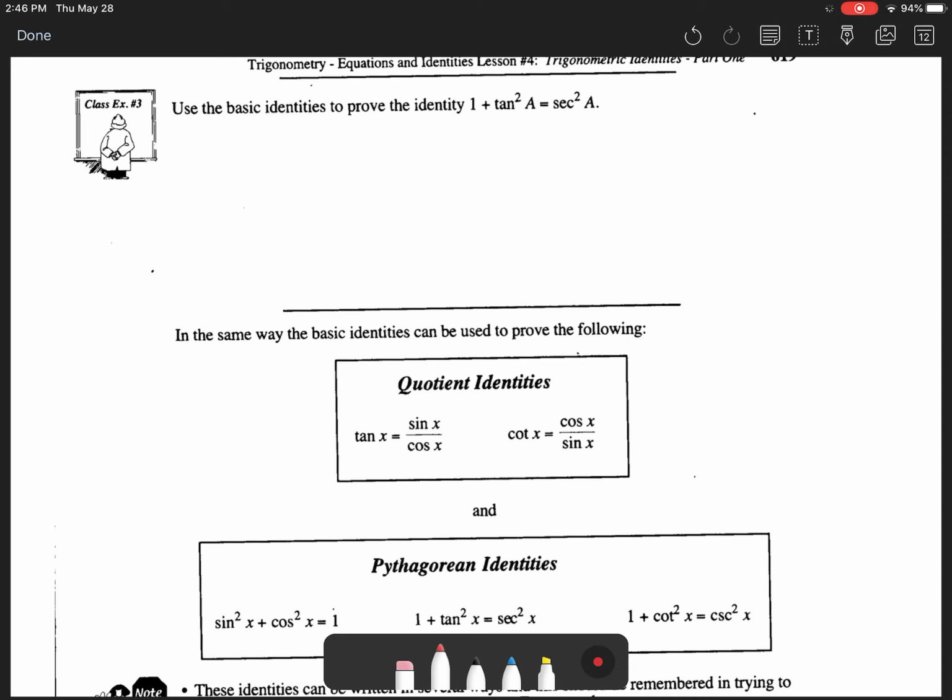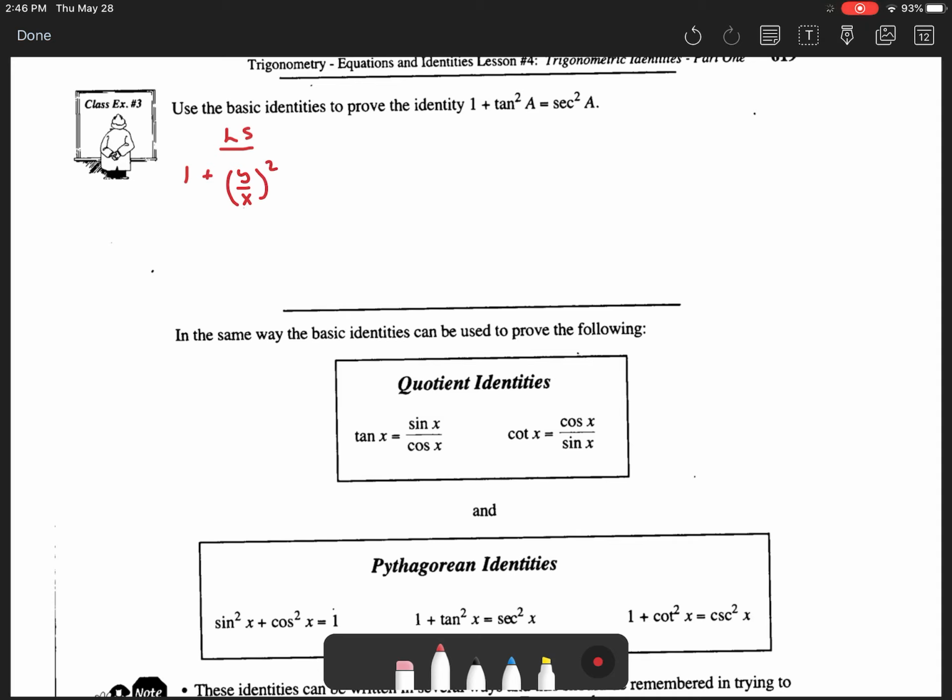Okay, moving on. Same thing here. Use the basic identities, so x, y, and r, to prove that 1 plus tan squared of a equals secant squared of a. So all they do here is use an a instead of a theta or an x, to represent an angle. So I'll work on the left-hand side, obviously, and then the right-hand side separately, until they end up equaling the same expressions.